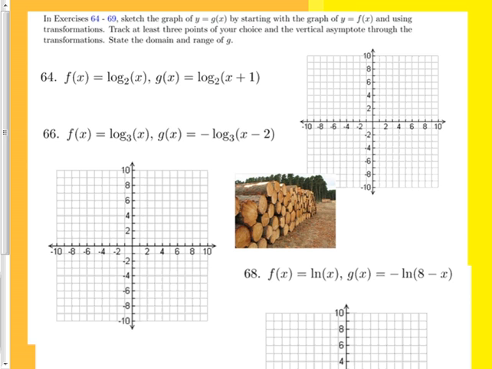I want you to skip this one. These are log graphs now. So parent log is, again, like a tree being blown over in the wind, and so it goes through this point and generally looks like that.